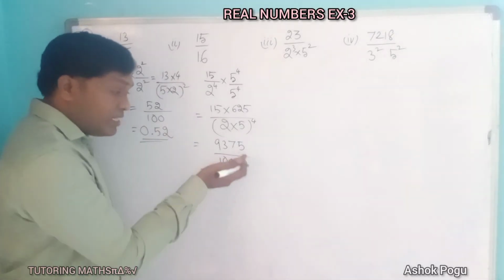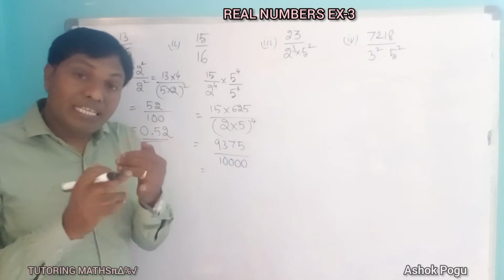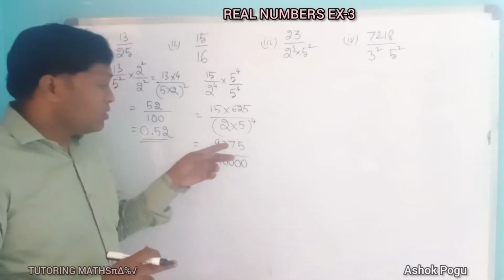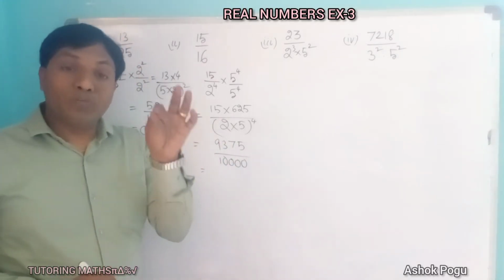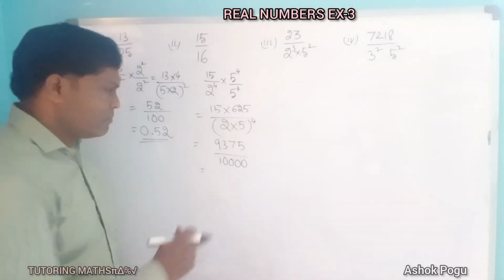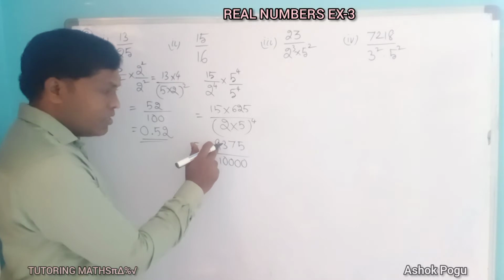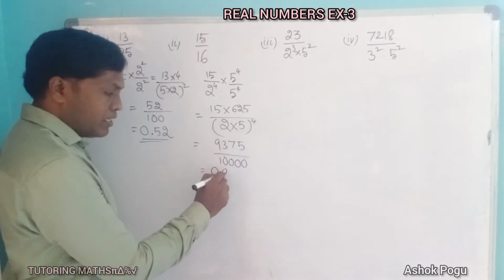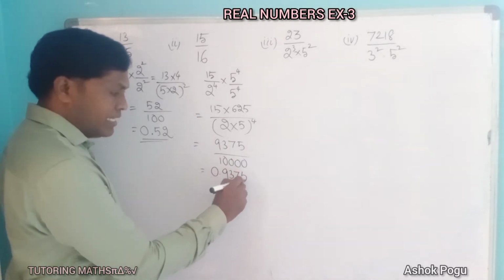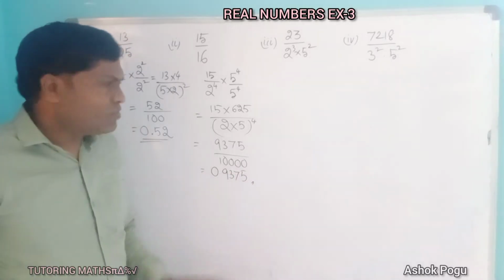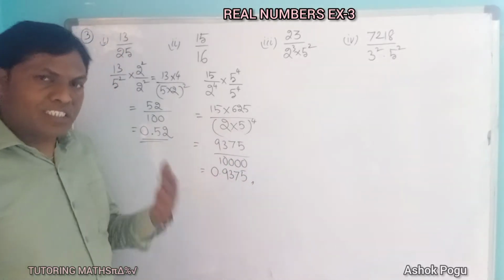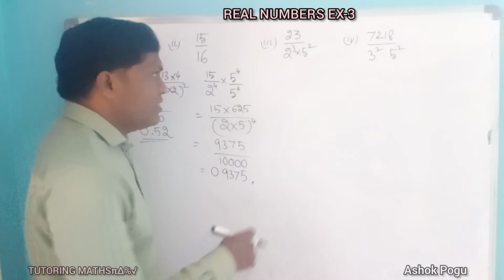When the denominator is expressed with 4 zeros, compulsorily the numerator should be expressed with 4 decimals. So therefore we get 1, 2, 3, 4 decimals. So here we get the point that becomes 0.9375. So my dear students, very easy concept. Practice, practice. You will become perfect.